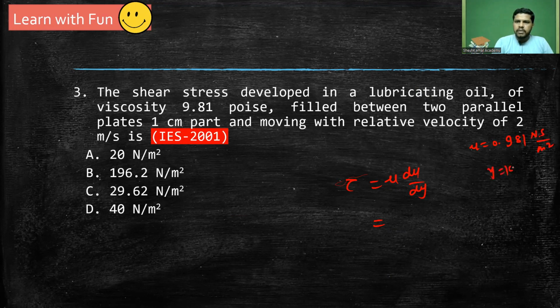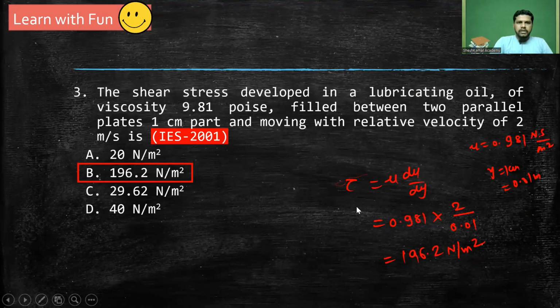And y is 1 centimeter, so it is 0.01 meter. Put the values: 0.981 viscosity into velocity 2 meter per second divided by 0.01. It comes out to be 196.2 Newton per meter square. So option B is the correct answer.